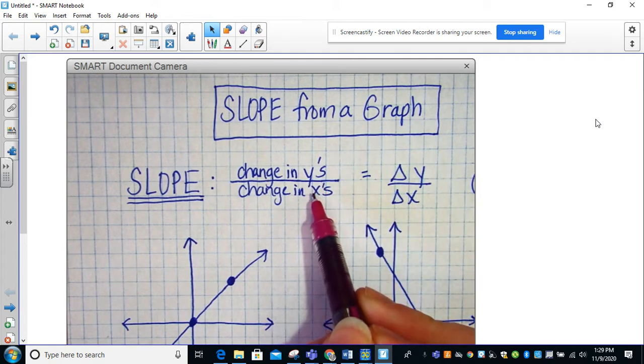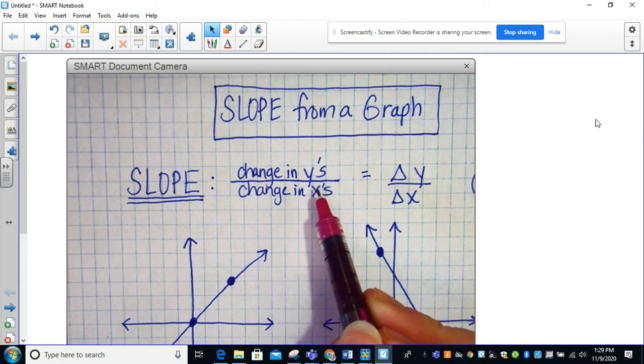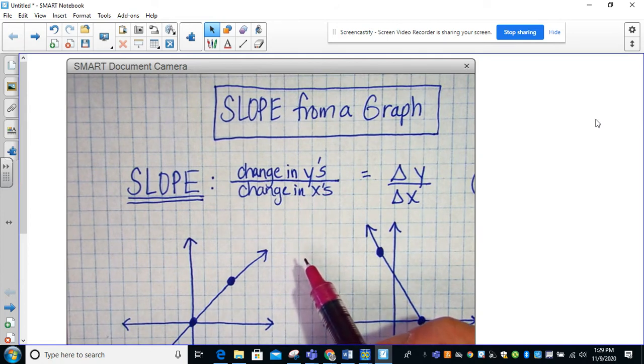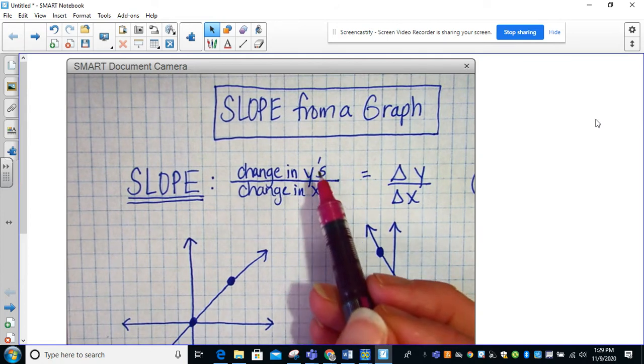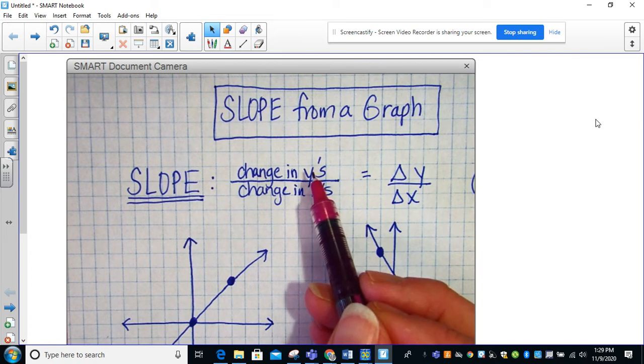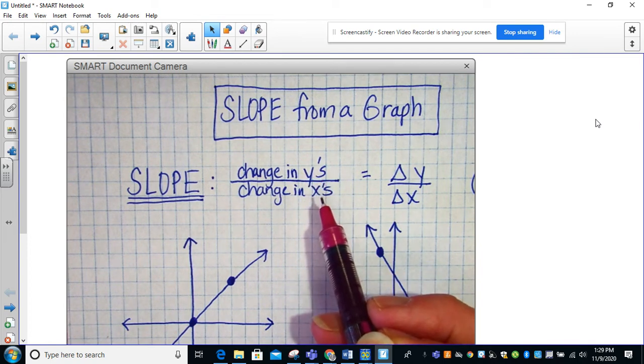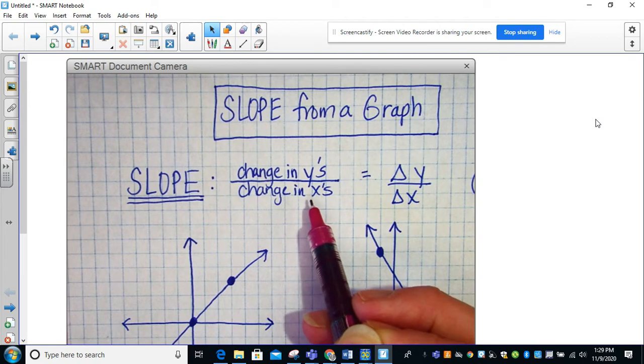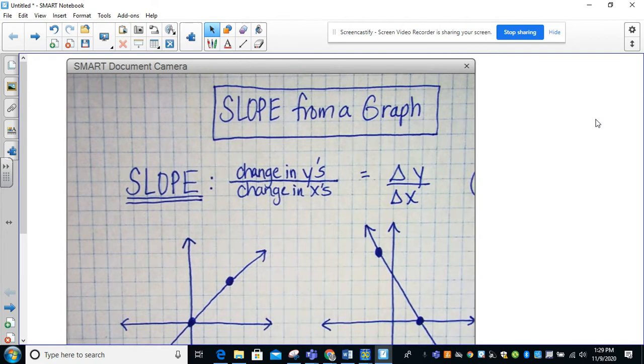The common mistake that people make is they'll put the x's on top just because x comes first in the alphabet. But please remember that the change in y's is in your numerator and the change in x's is in your denominator. This is going to end up being a fraction sometimes.